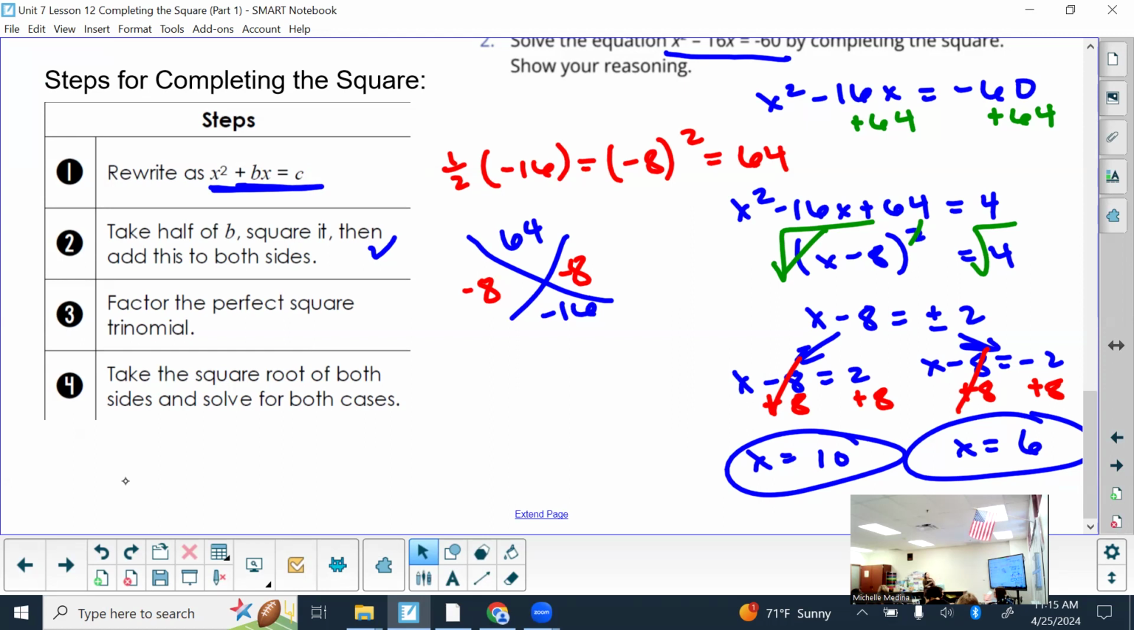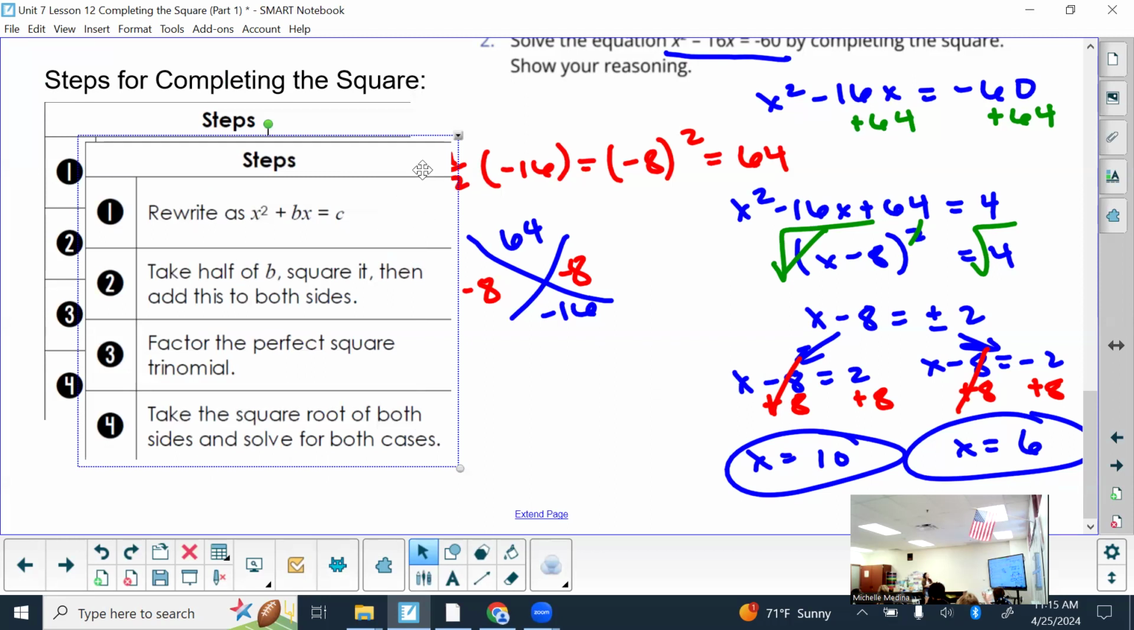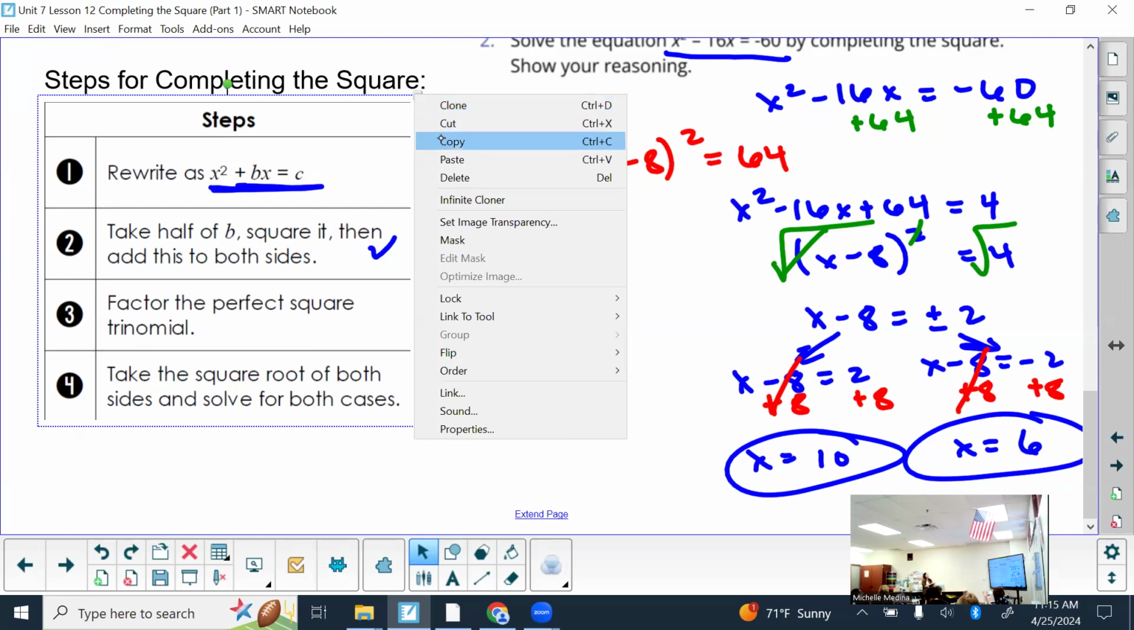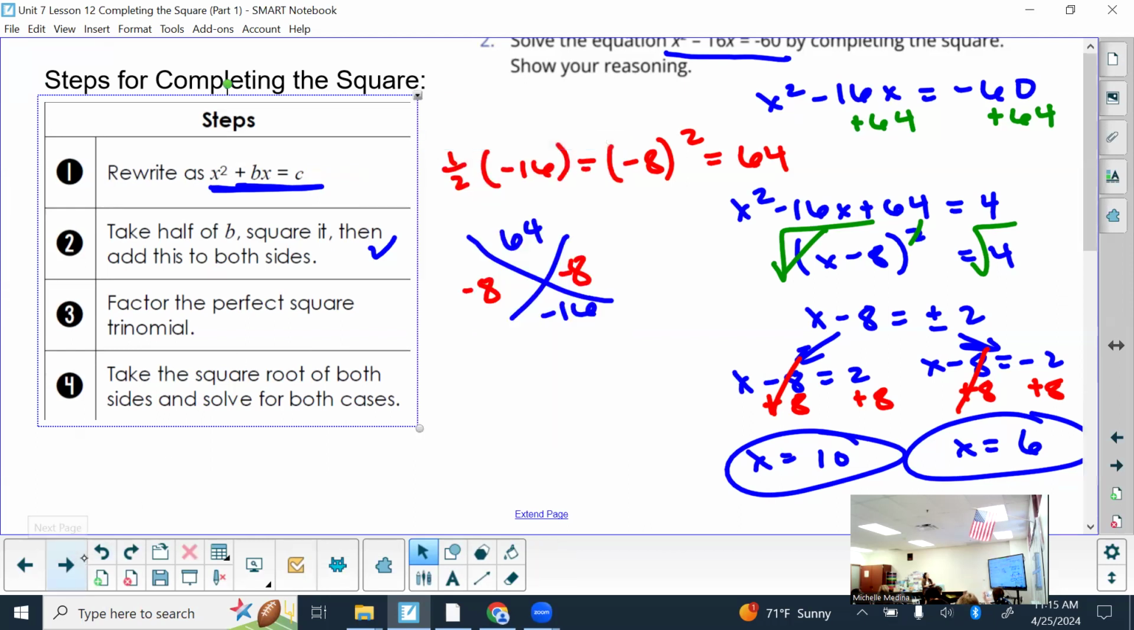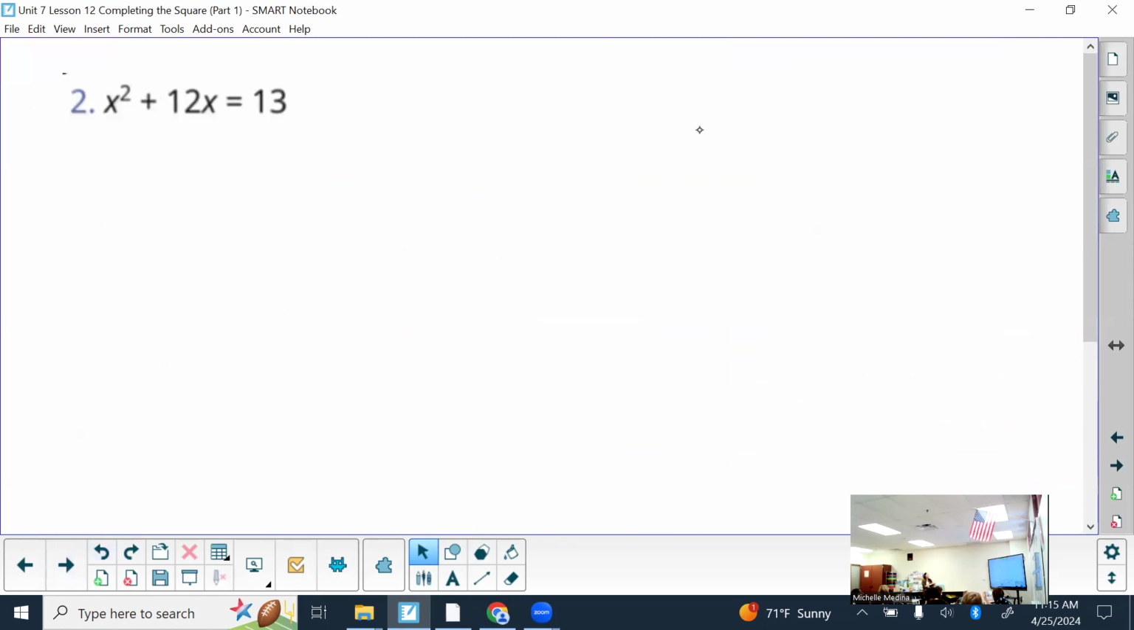But as you can see here, I'm going to cut and paste this and do a different problem that you haven't seen yet. So if you want to take out your notes, you can. This is the number 2 that we didn't do, where we told you the answer but didn't actually tell you how to solve it.